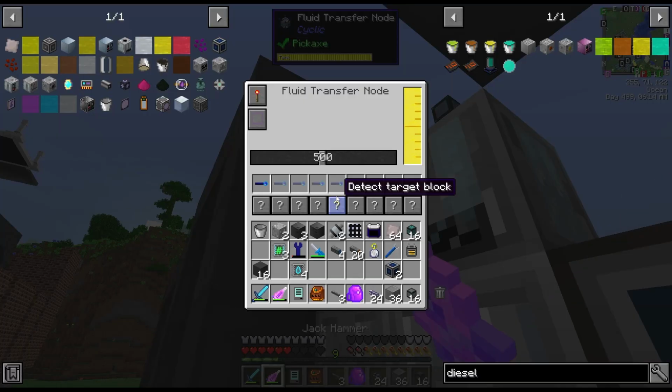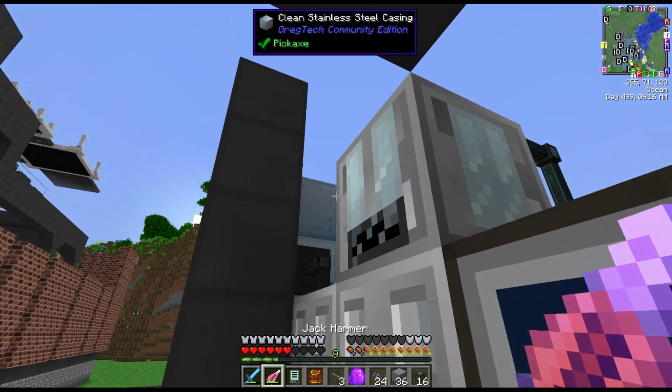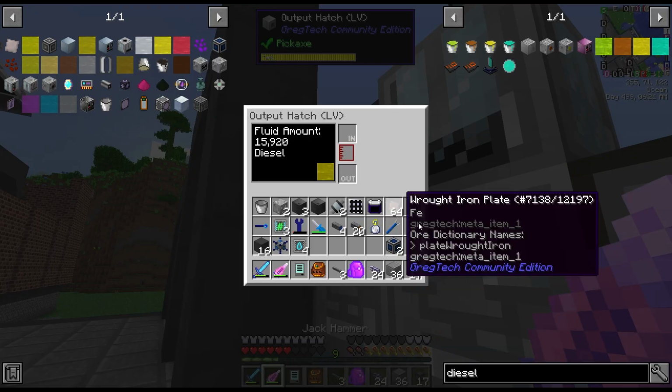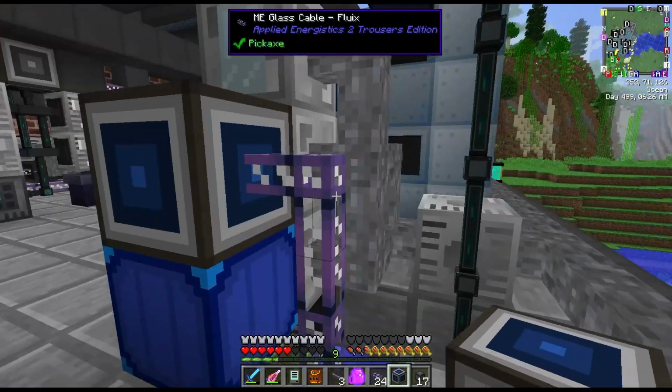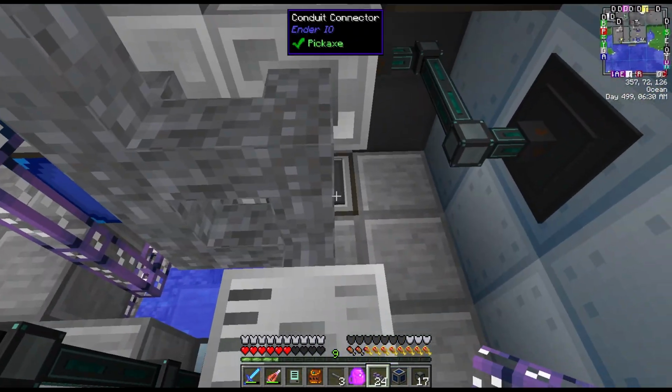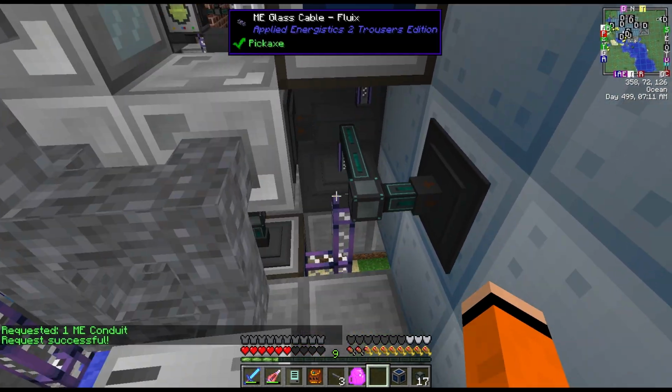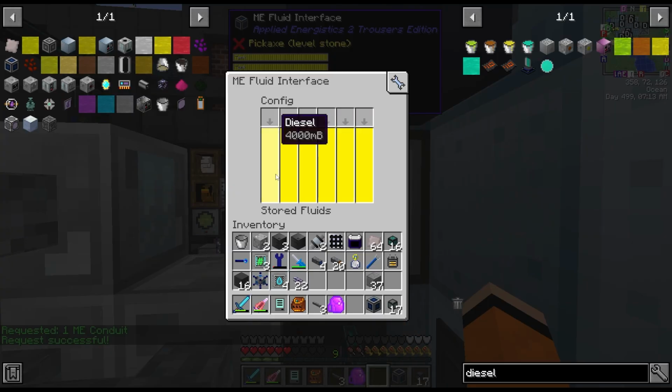So then that means we can swap this fluid transfer node out. In fact, we can just put it directly on the port here. We can put a fluid interface right here, and we have to plug that in. Hopefully we have still enough channels here. And we'll get some ME conduit to be able to share the block space here. So all of this diesel should disappear once this establishes a channel.